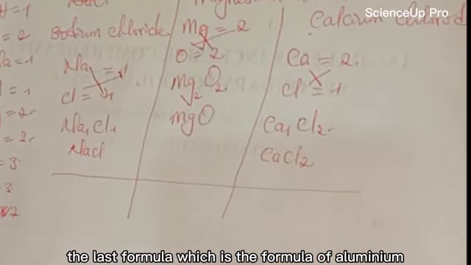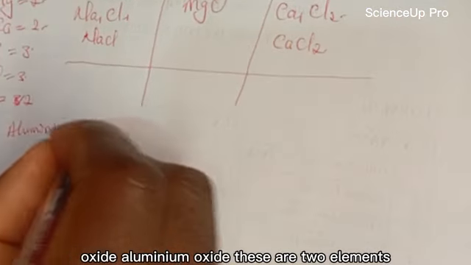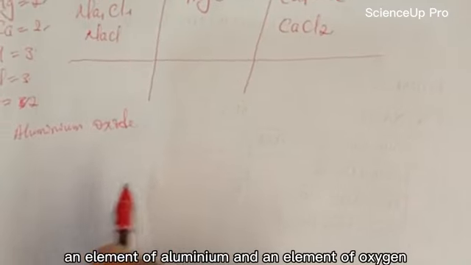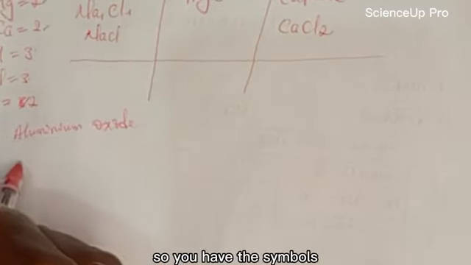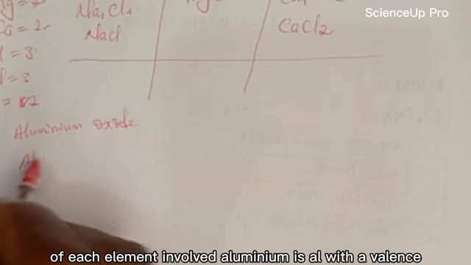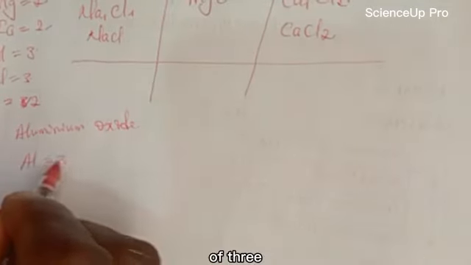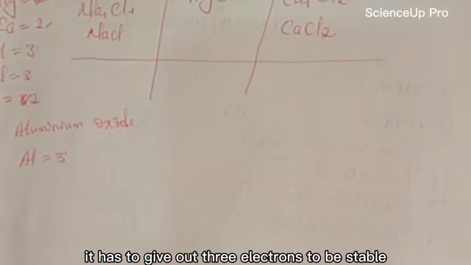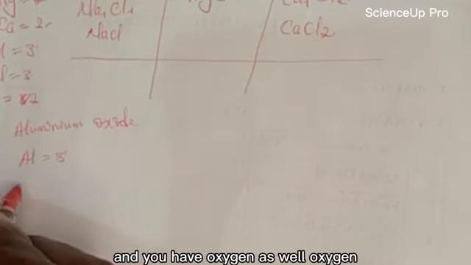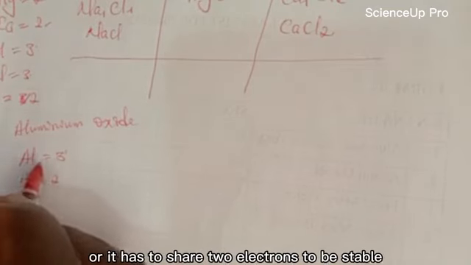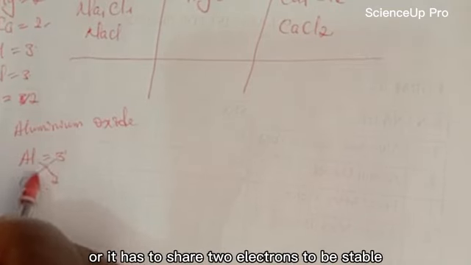Let's derive the last formula, which is the formula of aluminium oxide. Aluminium oxide. These are 2 elements, an element of aluminium and an element of oxygen. So you have the symbols of each element involved. Aluminium is Al with a valency of 3. It has to give out 3 electrons to be stable. And you have oxygen as well, with a valency of 2. It has to share 2 electrons to be stable.